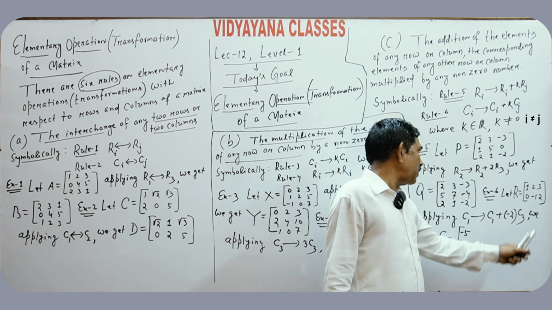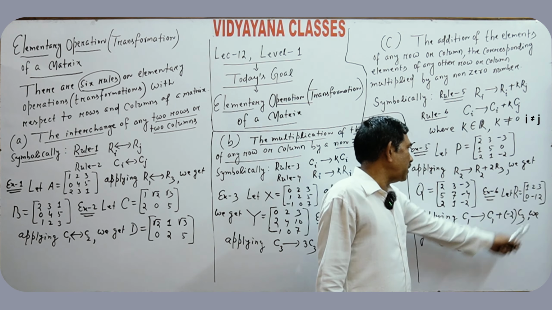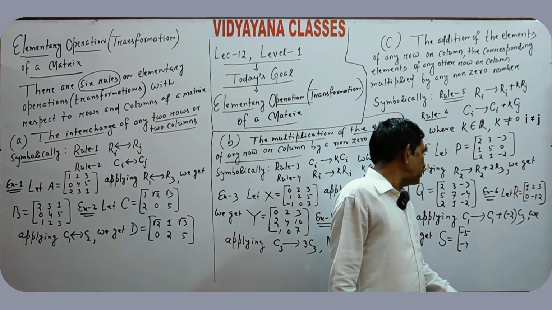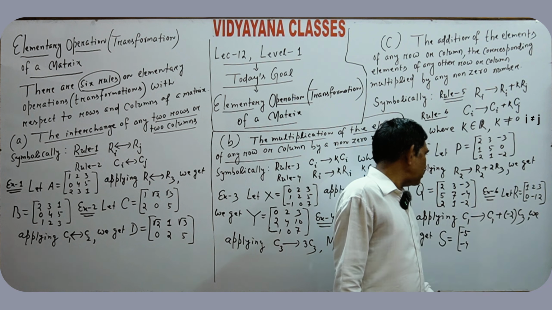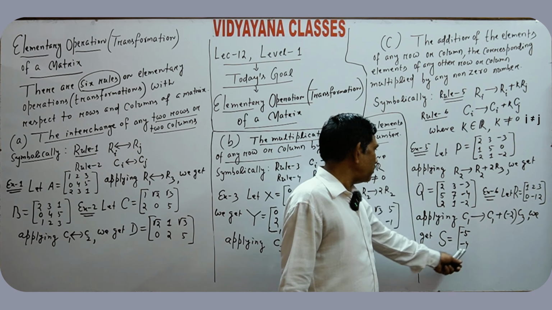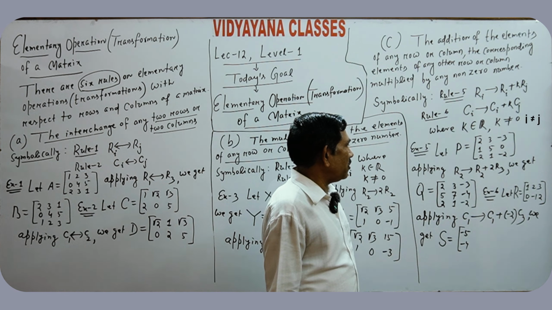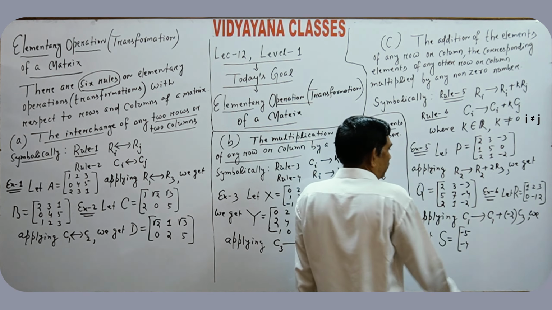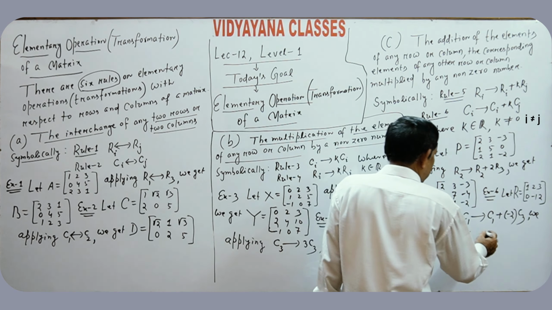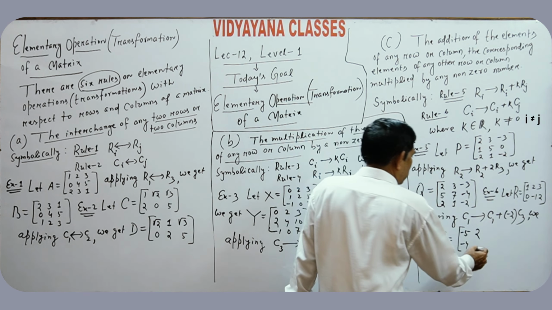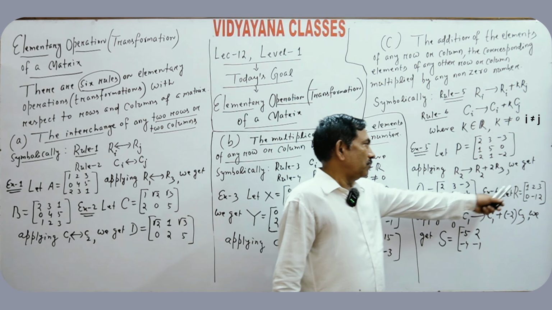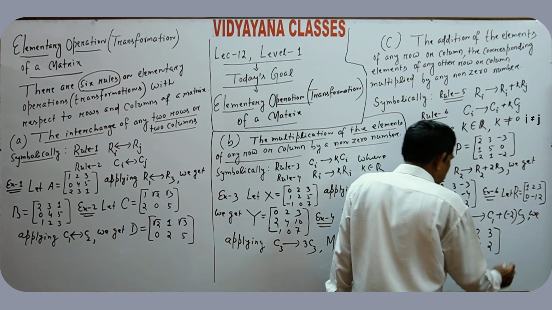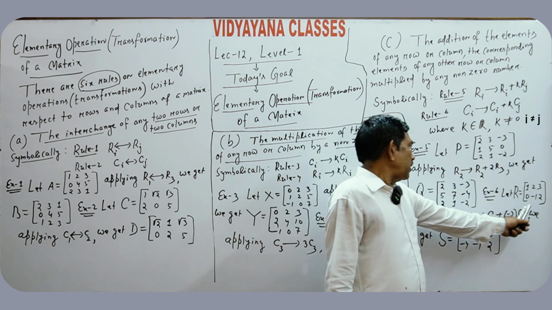1 plus minus 2 times of 3, that is equal to minus 6 plus 1, that is equal to minus 5. 0 plus minus 2 times of 2, that is equal to 0 plus minus 4, that is equal to minus 4. There is no change of column 2 and column 3.